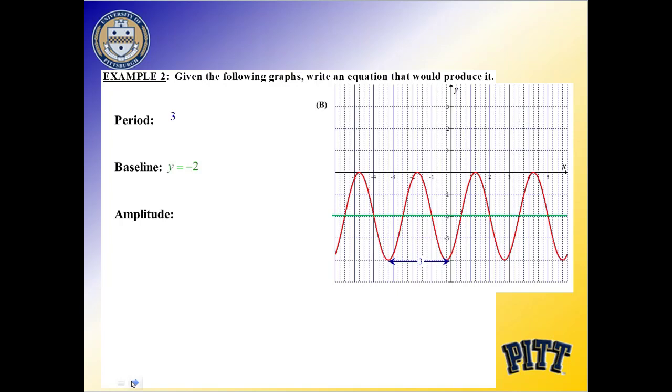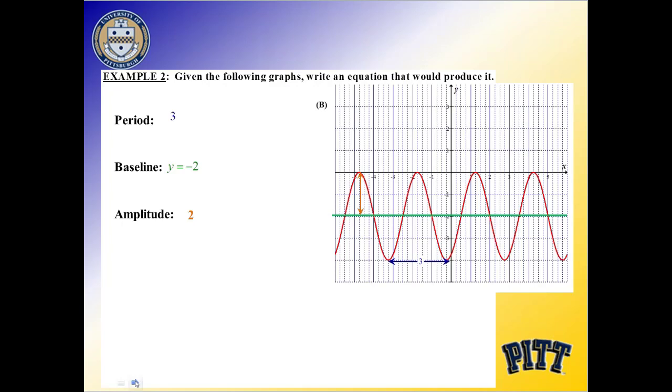Again, I find my lowest point, which is at -4. My highest y value is 0, and I average that. That's the easiest way to find a baseline. And of course, the distance from that to a highest or lowest point is the amplitude. So the amplitude here is 2.